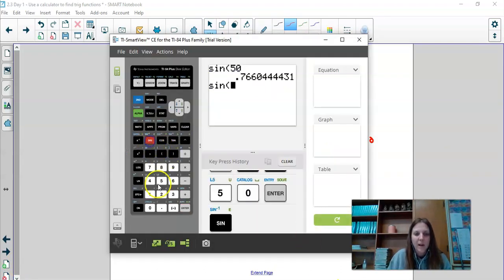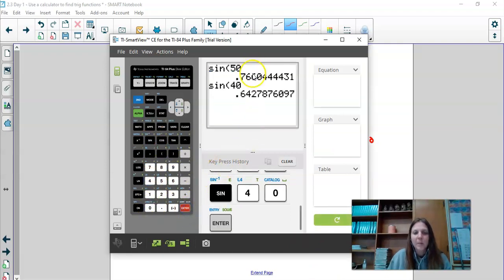Next, I'm going to test out the sine of 40 degrees. So I'm going to write sine 40, hit enter, and again I'm going to round to 6 decimal places. So count 1, 2, 3, 4, 5, 6. Okay, now this time it's a 7, but it's followed by a 6. So that means we need to round this number up. If the number behind it is 5 or up, round up. So it's going to be 0.642788.